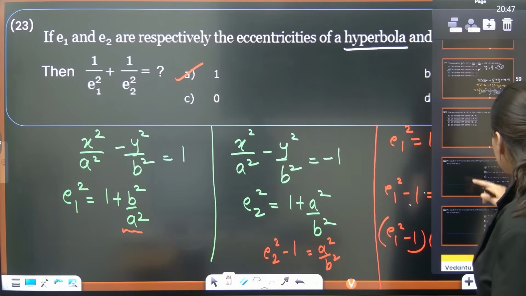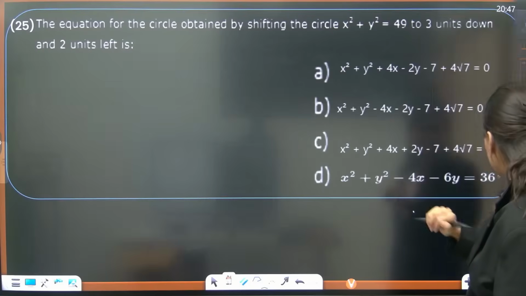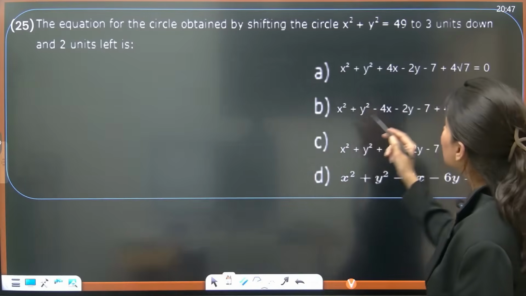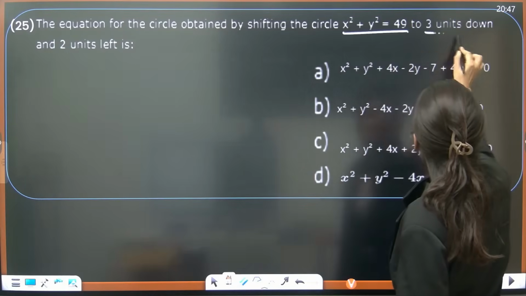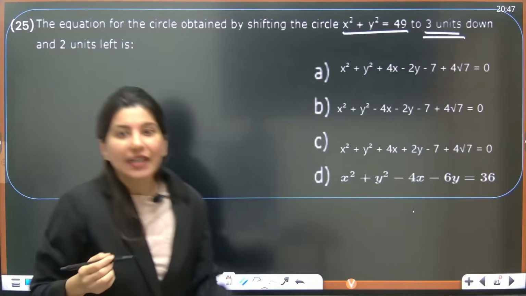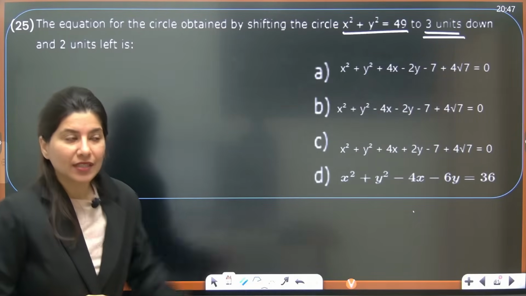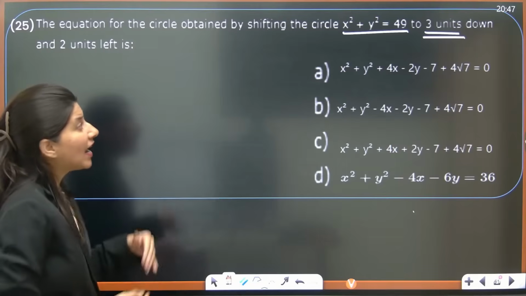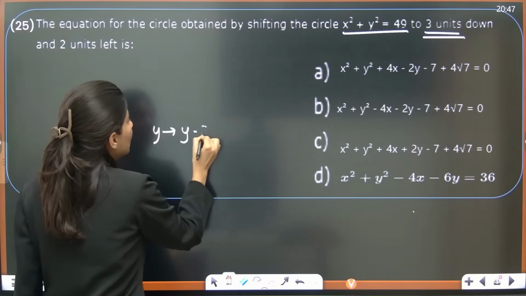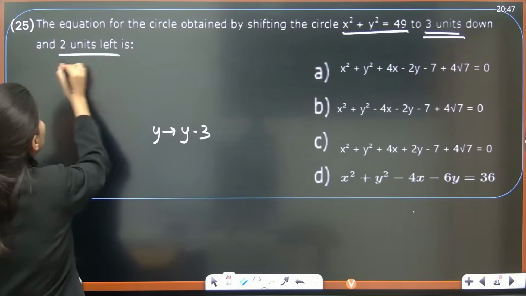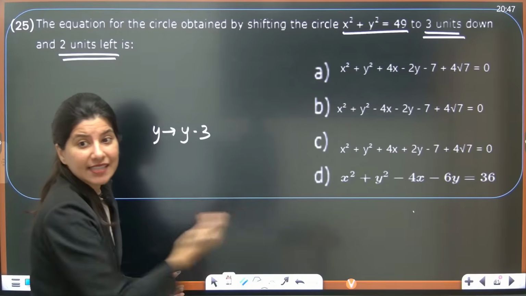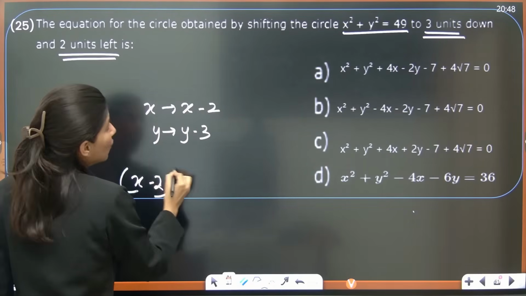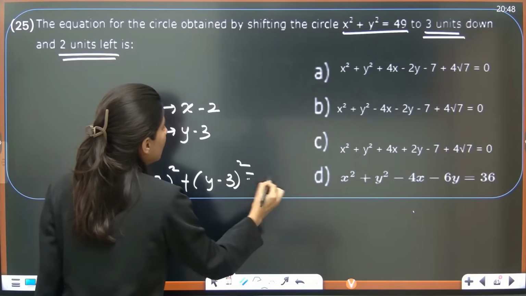Okay. Now the next question is the last question of the day. The equation of the circle obtained by shifting the circle 3 units down and 2 units left. 3 units down. Down means vertical shift, that means y-axis shift, and down is negative. So y you are shifting by minus 3 units. And left means x-axis shifting, so x will be replaced by x minus 2. So it's just that (x minus 2) whole square plus (y minus 3) whole square equals 49.